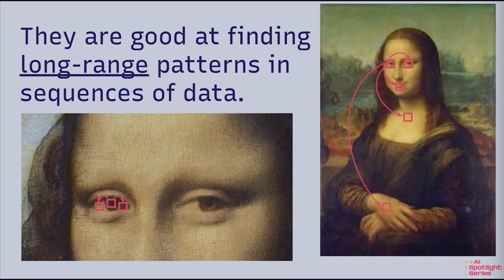They can also be applied to images because images are actually also sequences of data. If you think of images as pixels, those pixels come in a particular order. And transformers can analyze images by considering not just the pixels that are nearby one another, but also pixels that are far away from each other, but somehow related. So they're better at analyzing the composition of an image than other types of image analysis techniques.